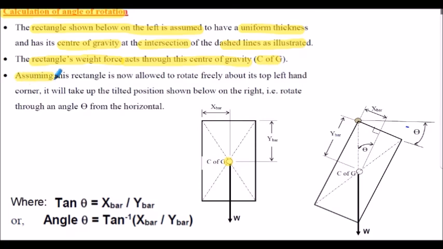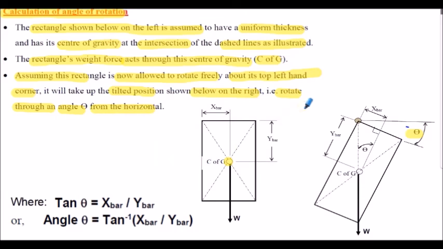Assuming this rectangle is now allowed to rotate freely about the top left-hand corner, it will take up the tilted position shown by the right-hand diagram. In other words, it will rotate through some angle, labelled theta in the diagram, shown here, from the horizontal.